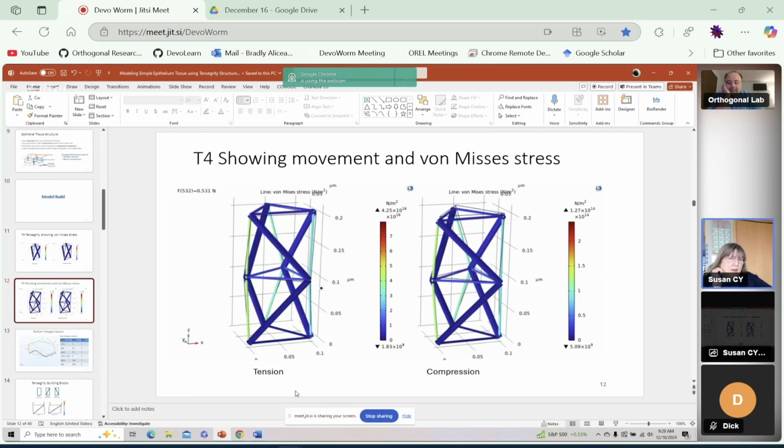So they're good structures for the middle of my tensegrity because they're kind of linear. They don't twist too much in tension and compression.